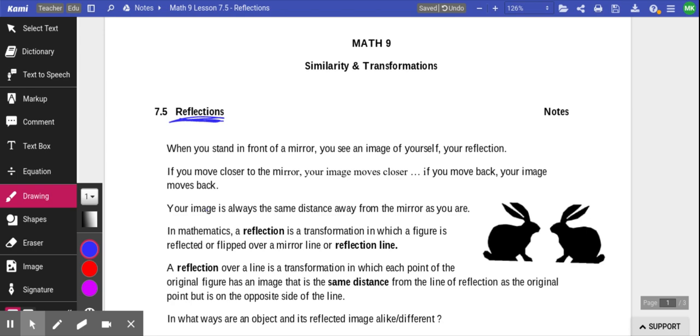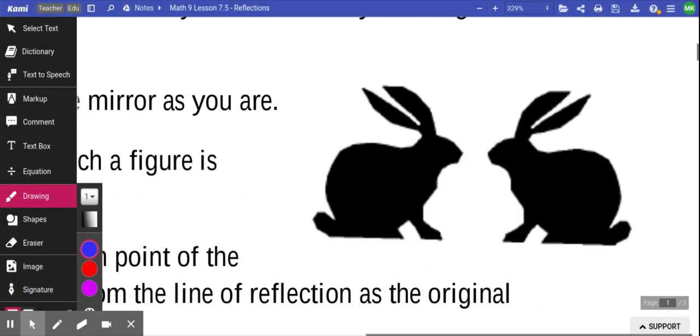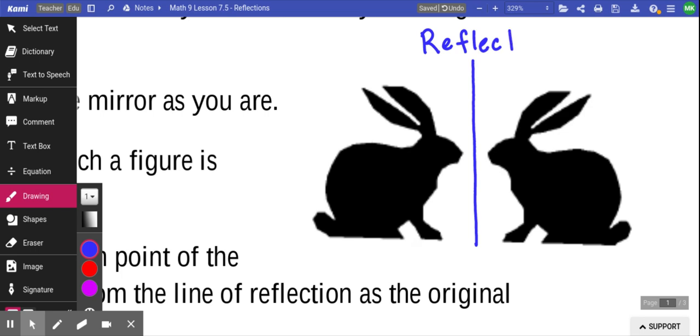In math, it looks a little bit like these pictures of the bunnies right there. These bunnies are reflected. They're reflected because if you drew a line right down the middle, the bunny on the left is the exact same as the bunny on the right. It's just been flipped over to the other side of that blue line that I just drew. That's called a reflection. So in math, all we're doing is we're taking something and we're basically flipping it to the other side of a line.